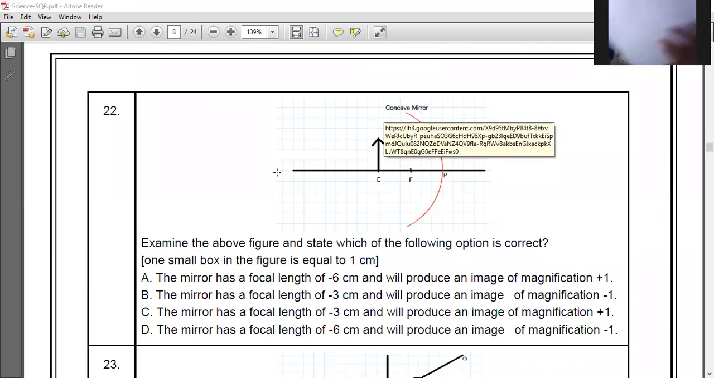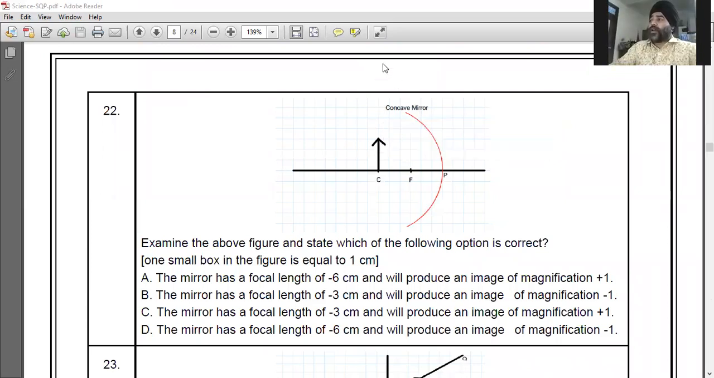Very good question again from the physics part. Here, examine the figure and state which of the following options is correct. One small box represents 1 centimeter. So we can count and tell what the focal length is. So 1, 2, 3. So the focal length is 3 centimeters.